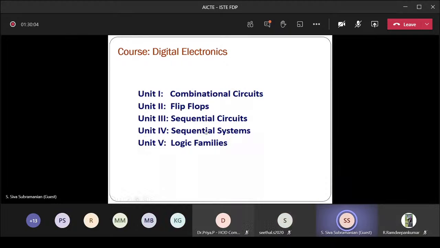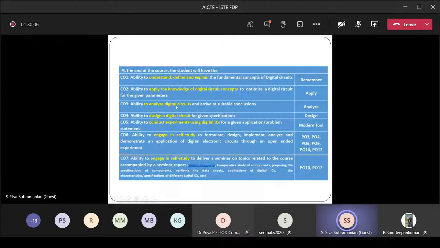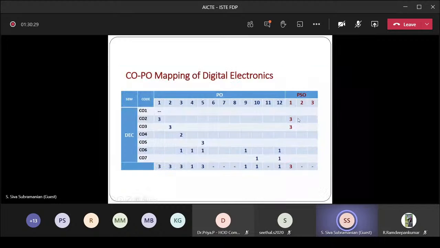For these 5 units, I have defined 7 course outcomes, right? And for every course outcome, I have given these words: understand, define, apply, analyze, design, conduct experiments, engage. With these words, I can understand what the level of questions can be and the POs it can be addressed to, right? This is how we frame our articulation matrix: a course with its mapping with POs and PSOs.